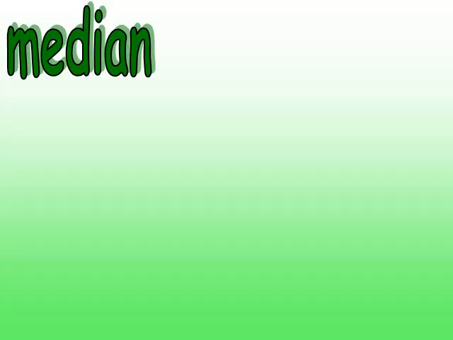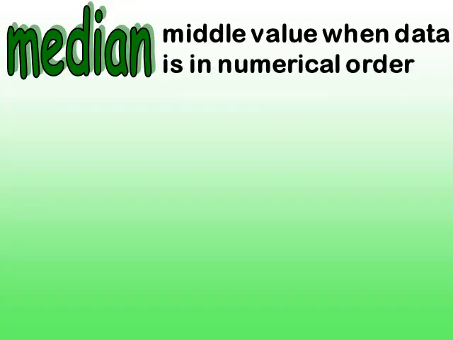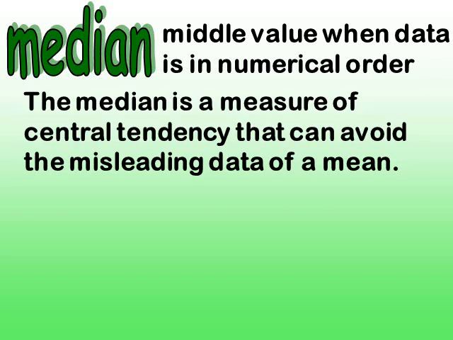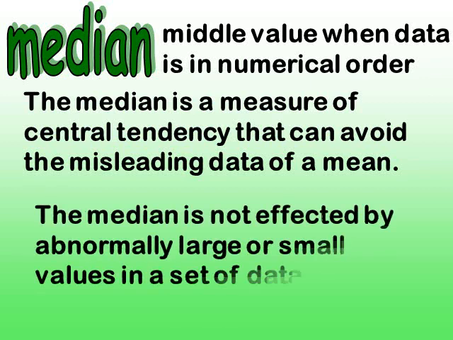Median. Median is the middle number when data is in numerical order. The median is a measure of central tendency that can avoid the misleading data of a mean. The median is not affected by abnormally large or small values in a set of data.